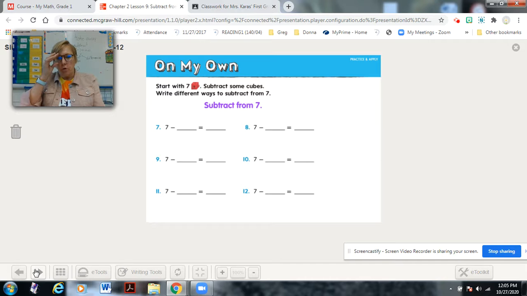Okay, here's On Your Own, and you're going to start with 7. Make sure you have 7 cubes and show different ways to subtract from 7. And then when you're done, you can continue on to the bottom.